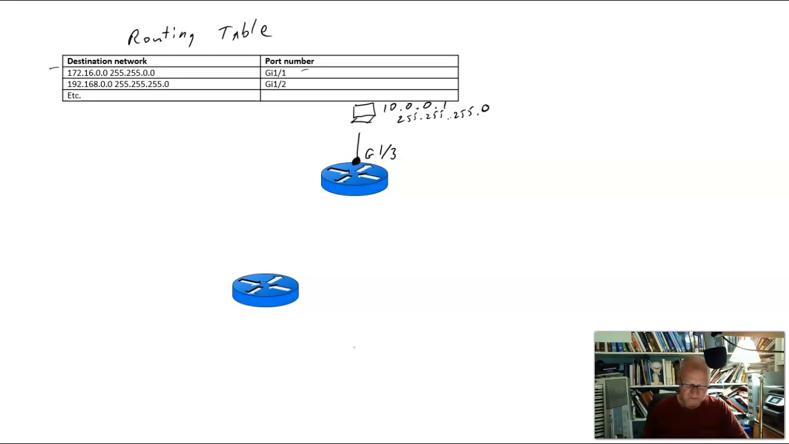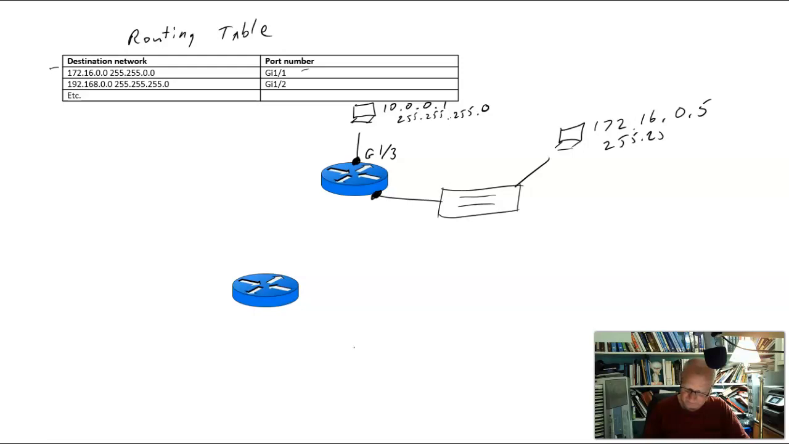And it wants to send a message to a computer that is off of this port. And I'm going to put a switch on this one. I didn't on the last one. I'm going to put a switch on this. And here's a computer up here. And this computer is 172.16.0.5, 255.255.0.0.